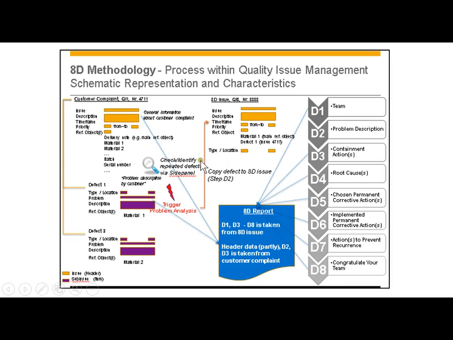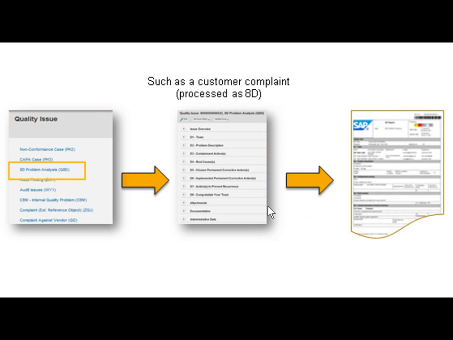And what this diagram is showing here is having the 8D in QIM, we can leverage the integration into the actual materials and, like in this example, this customer complaint. We put the delivery number in, and we'll pull in information related to the delivery. We put in the material, it'll pull in information related to the material. So strong integration to help us with the 8D process.